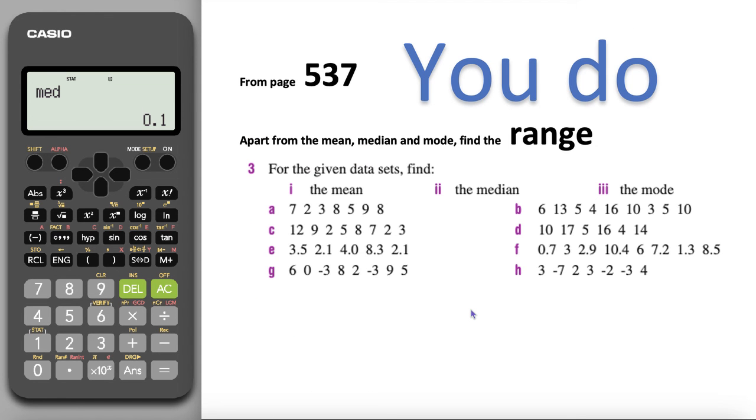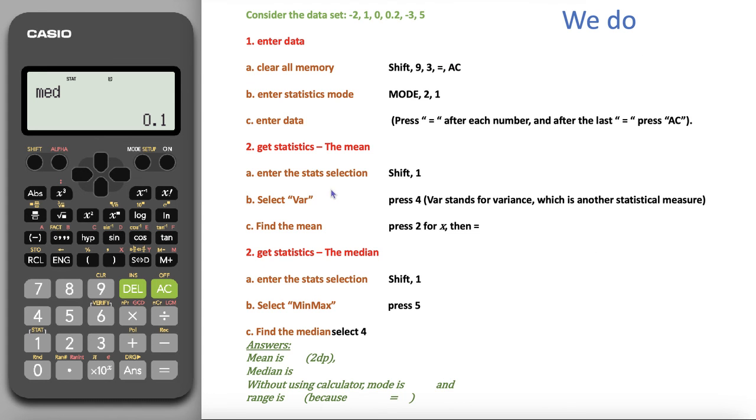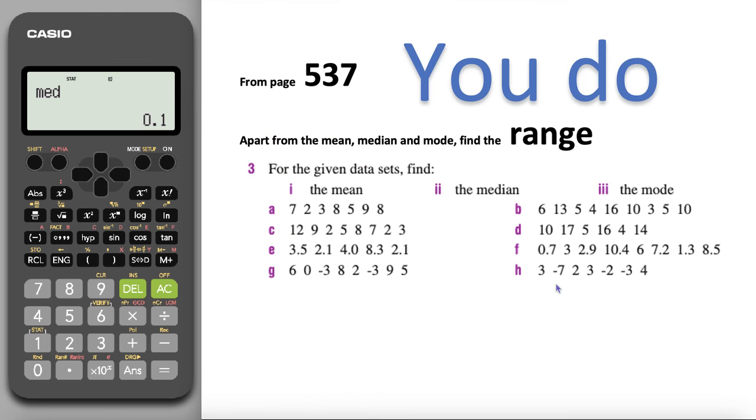Moving on. I've got some questions for you to do, and what I would like you to do is press pause now and see if you can find the mean and median, is what I'm particularly interested in. But do find the mode and range for these data sets. Press pause now, because in a minute you are going to see the answers, and when you're ready for that, just press play again.